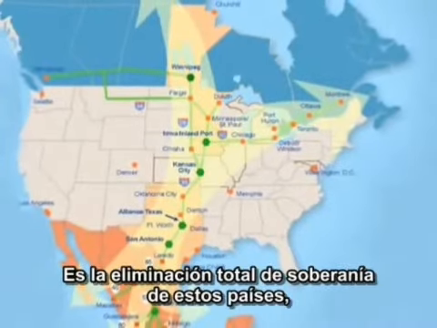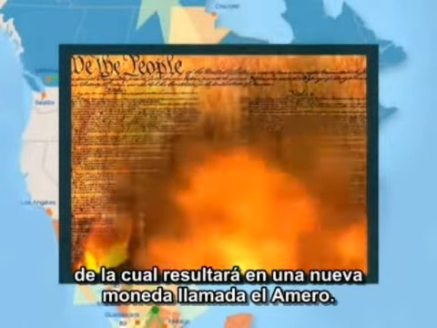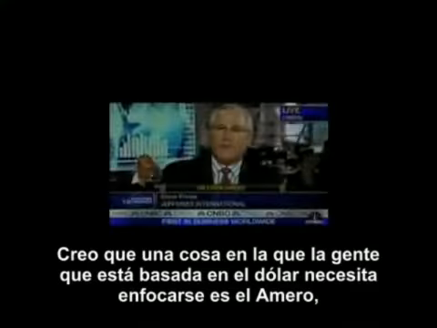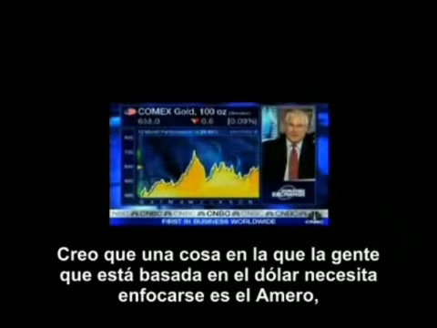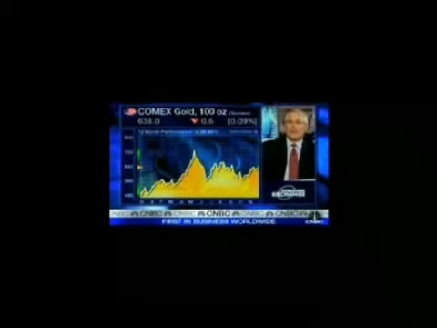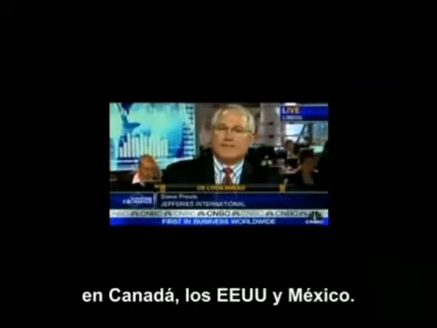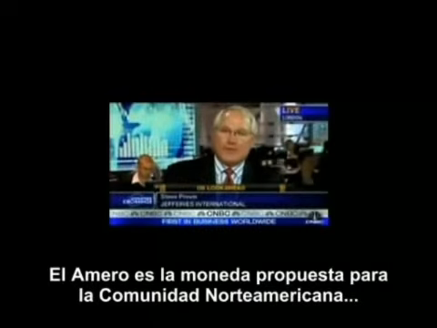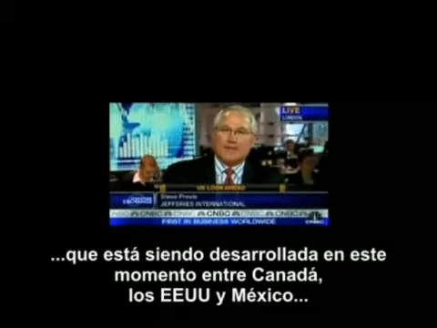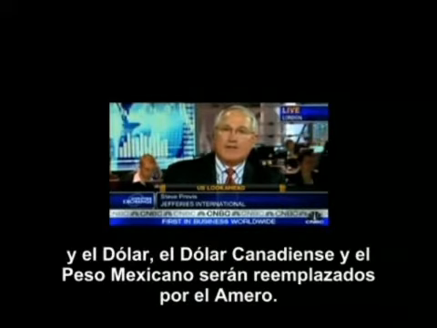It is a total removal of sovereignty from these countries, which will also result in a completely new currency called the Amero. Apart from that, I think one thing people who are dollar-based need to focus on is the Amero. That's the one thing that nobody's talking about that I think is going to have a big impact on everybody's life in Canada, the U.S., and Mexico. The Amero is the proposed new currency for the North American community, which is being developed right now between Canada, the U.S., and Mexico to make a borderless community, much like the EU, and the dollar, Canadian dollar, U.S.